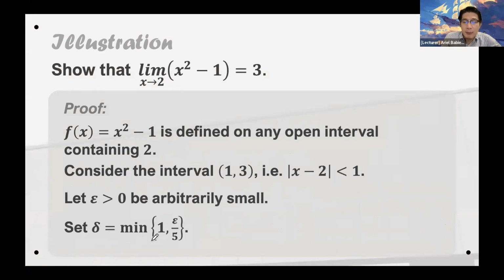Delta will be the minimum of 1 and epsilon over 5. And do notice, naglagay ako dito dahil kasi nirestrict ko yung aking excess over this interval 1, 3. Okay? So yun yung mangyayari. And of course, it will also affect the computations part.